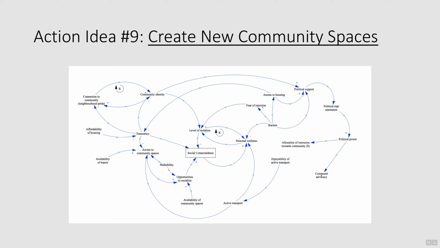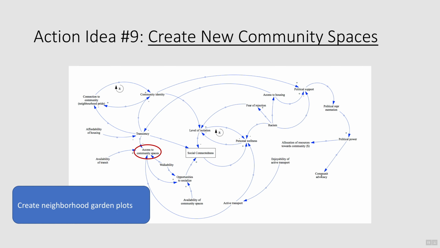Action idea number 9 was to create new community spaces. This action targeted the variable access to community spaces, with the idea to create neighborhood garden plots. It also targeted the relationship between access to community spaces and walkability, with the idea of creating neighborhood garden plots to make the community more walkable.